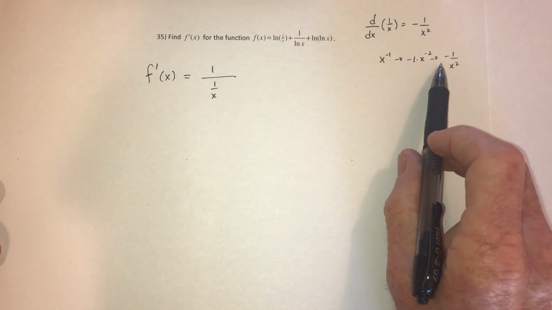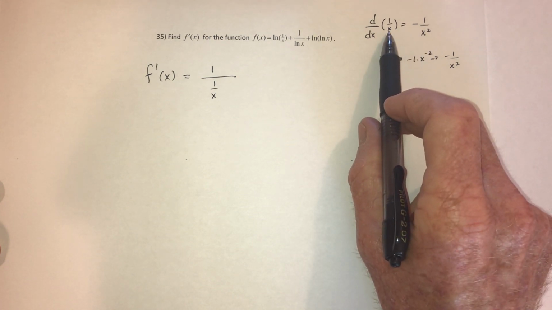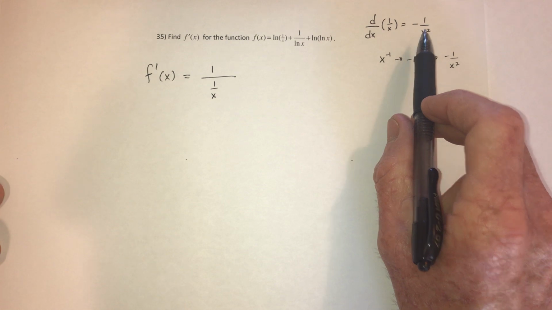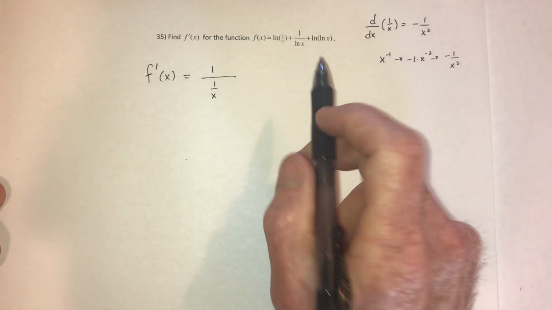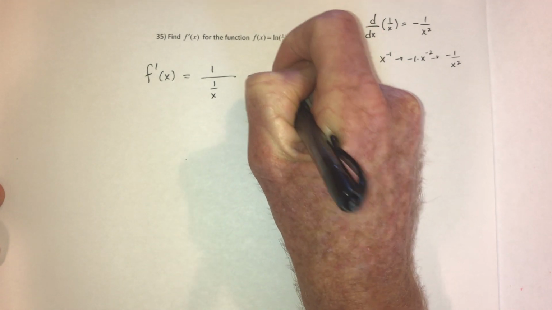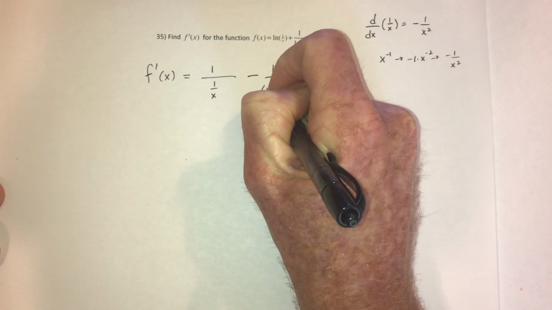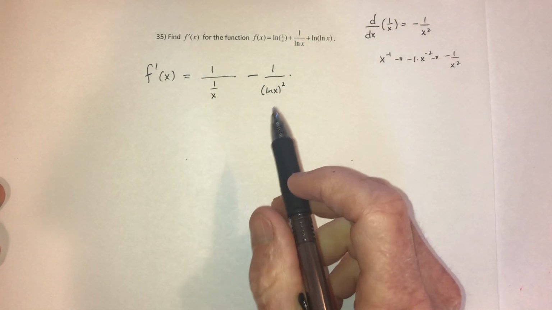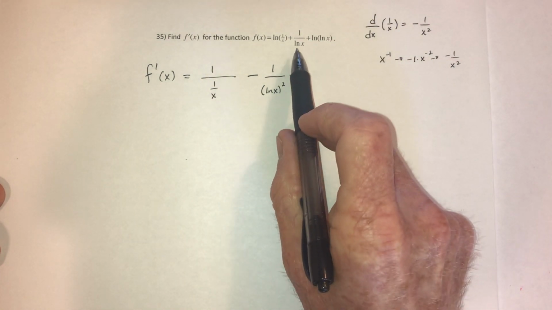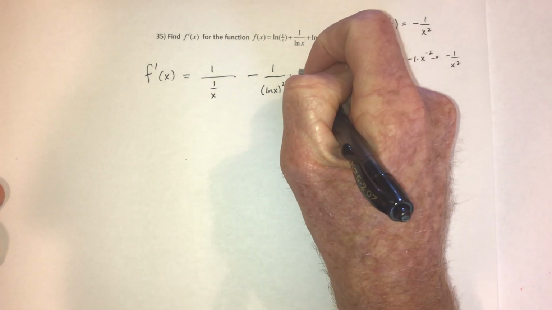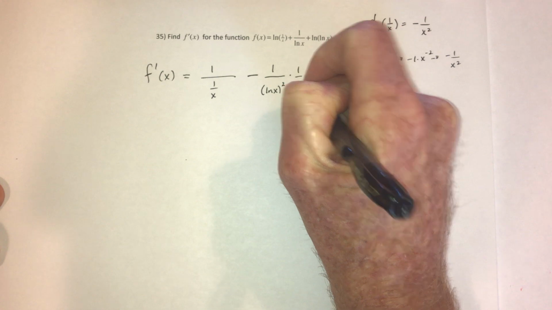But if you want to skip this each and every time you come across one of these, then remember derivative of 1 over x, negative 1 over x squared. Now this one isn't just an x, it's natural log of x, but the principle is the same. So it'd be negative 1 over natural log of x squared. Now we'd also need to do the chain rule, because so far I never took the derivative of the natural log of x itself. So the derivative of that would be 1 over x.